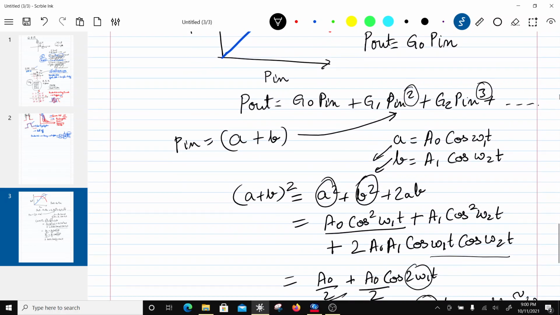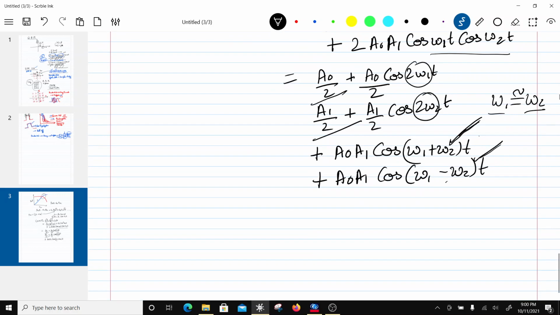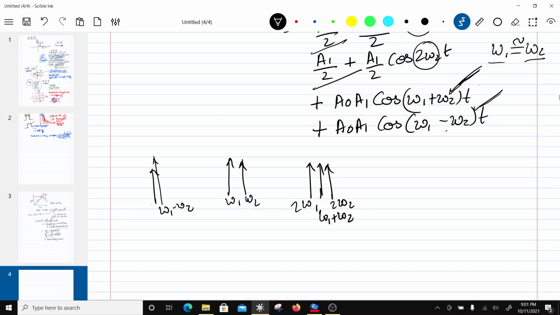So what you are seeing is that the even order mixing results in components which are at even harmonics or at DC, so they are kind of far away from your frequency of interest. For example, if I take omega 1 and omega 2, two close by frequencies, then I'm generating components at twice omega 1, twice omega 2, and somewhere here omega 1 plus omega 2. And then at the DC level I have DC, and close to this would be something like omega 1 minus omega 2.